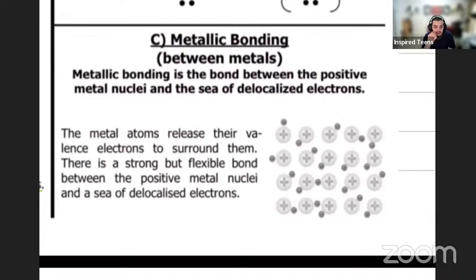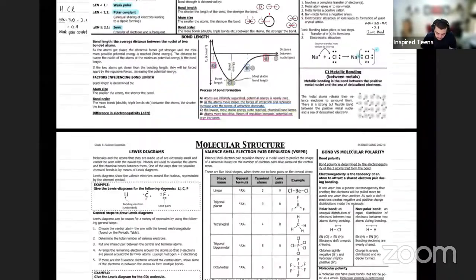The key thing here is you need to understand the definition, to be honest. Metallic bonding is the bond between the positive metal nuclei and the sea of delocalized electrons. So how do those delocalized electrons form? The metal atoms release their valence electrons to surround them. That forms the sea of delocalized electrons. There is a strong but flexible bond between the positive metal nuclei and the sea of delocalized electrons.